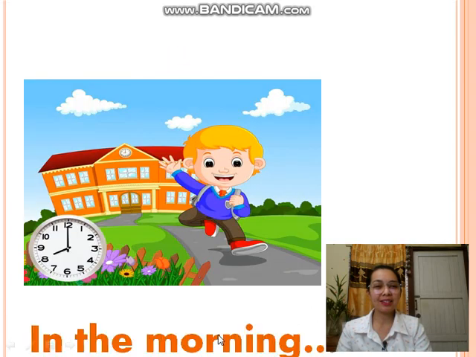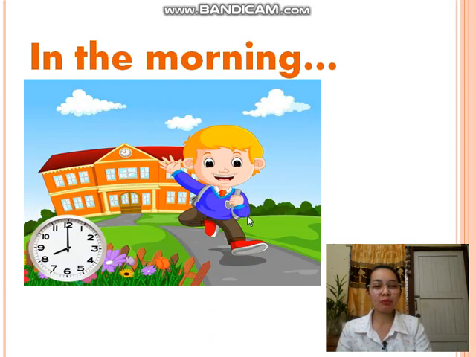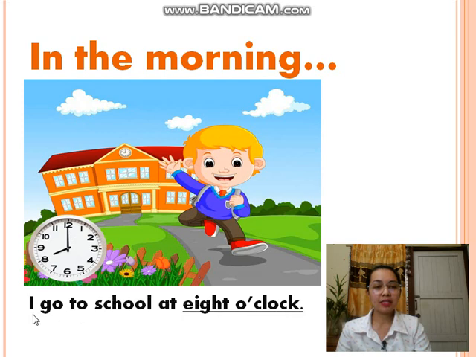Okay, next. In the morning, what time do you go to school? The short hand is pointing to number 8 and the long hand is pointing to number 12. So the answer is I go to school at 8 o'clock. Next.